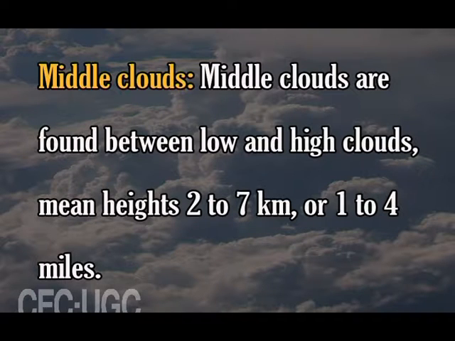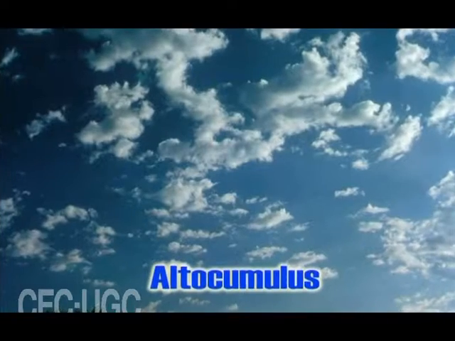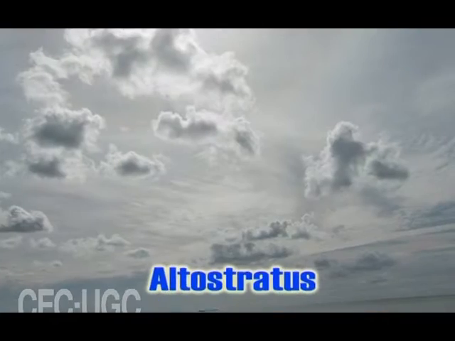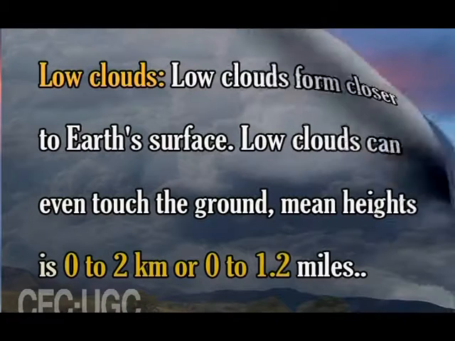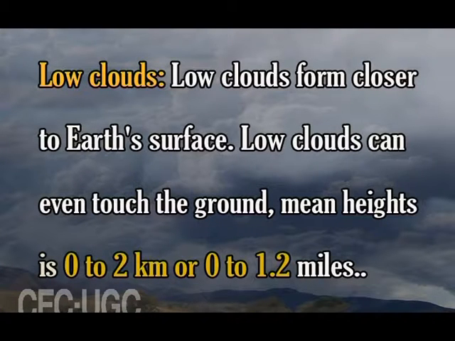Next is middle clouds. Middle clouds are found between low and high clouds, with mean heights of 2 to 7 km or 1 to 4 miles. The following are some important middle clouds: altocumulus, altostratus and nimbostratus.